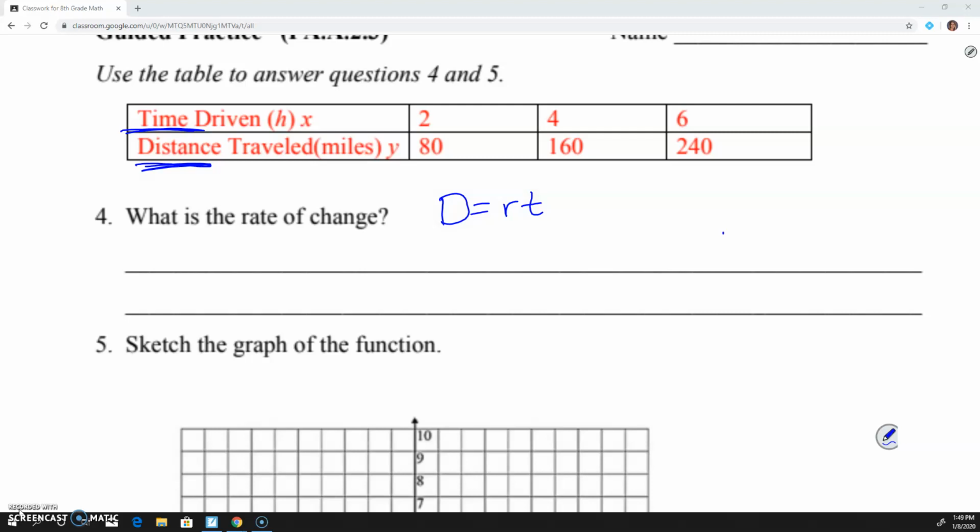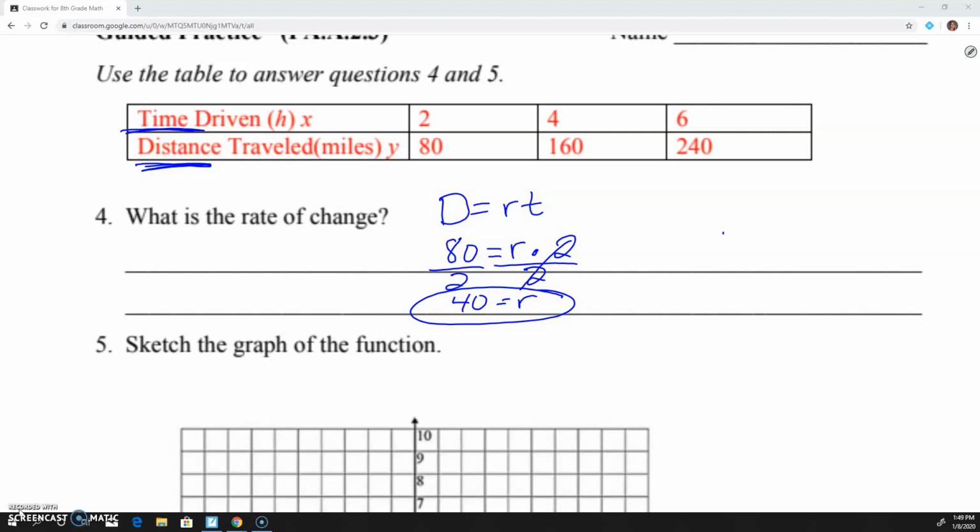The distance is 80, equals your rate. You don't know. You're looking for it. And your time is 2. So to solve for rate, you just divide. And your rate is 40. Your rate is your slope. Your rate is how much it's changing each time, right? It's going up 40 for each x. It goes up 40, right?